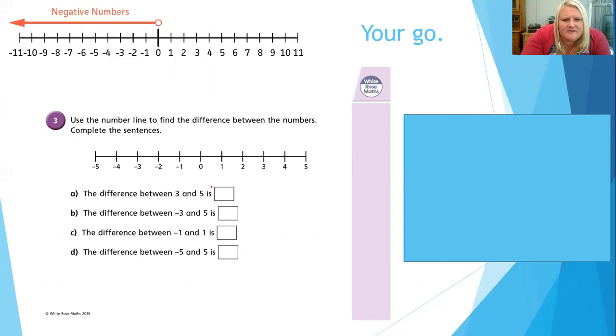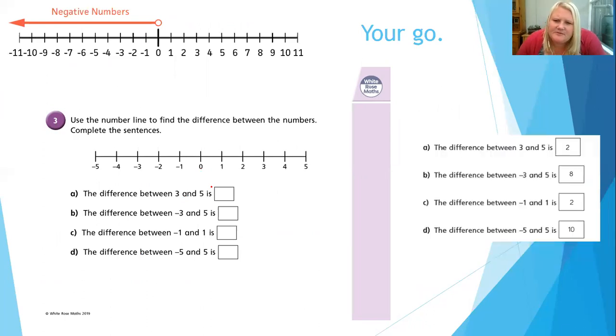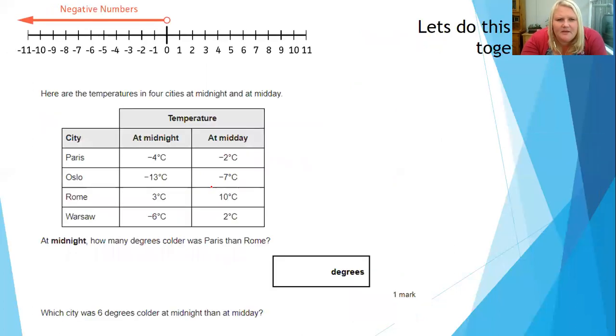Okay, let's see what the answers were. The difference between 3 and 5 is 2. The difference between -3 and 5 is 8. The difference between -1 and 1 is 2. And the difference between -5 and 5 is 10. Well done if you got those right. You might have used a number line to help you. You might not have done. You might have just counted on. However you choose to do it, as long as it works for you, that's absolutely fine.